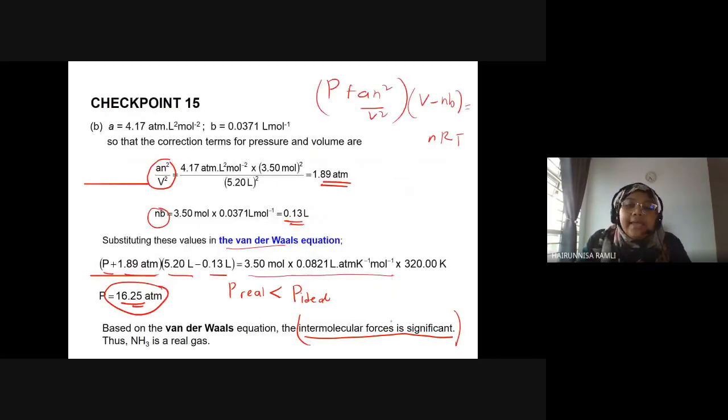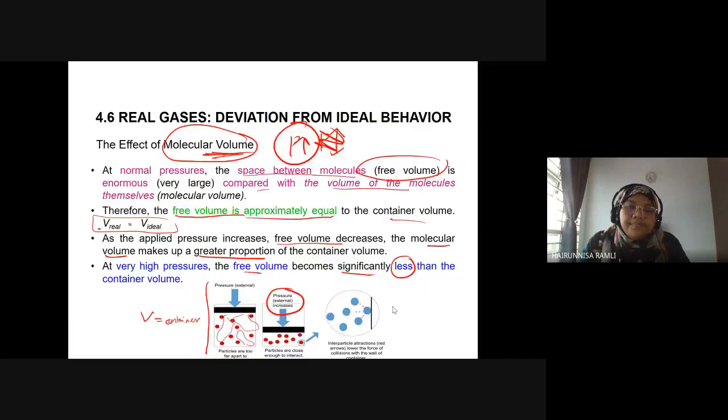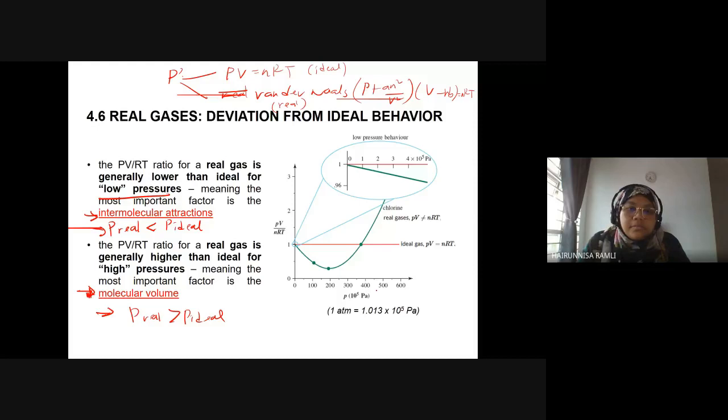So where is it significant? That is what I have shown you before. Wait a moment. Okay, this one. Which slide number do we remember? The one I mentioned: if the P real when you calculate is lesser than P ideal, meaning that the most important factor is intermolecular interaction. But if the P real is higher than P ideal, you have higher pressure, the most important factor is the molecular volume. Now, earlier we calculated that the real is lesser than ideal. So that's why intermolecular attraction is more significant. It doesn't mean molecular volume does not exist. It exists. Both exist. But which one is more significant? So, here it is intermolecular attraction.